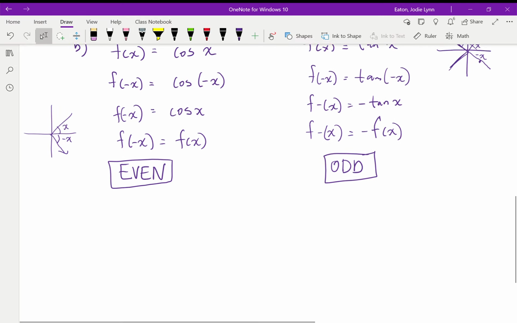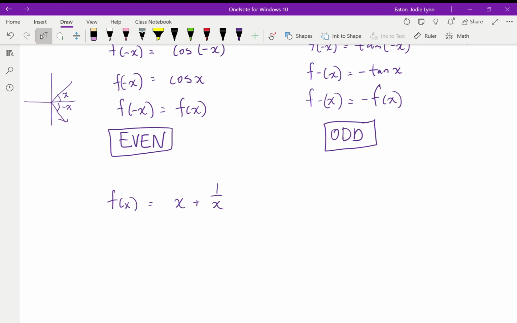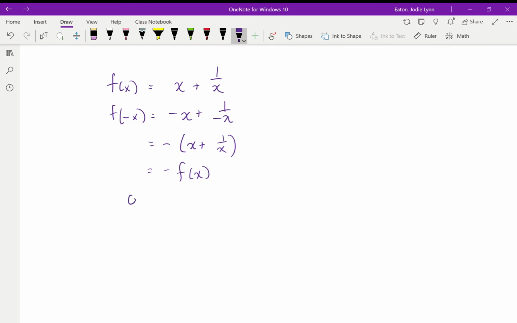So let's see if we have yet one more function that's a little bit stranger. So f of x equals x plus 1 over x. Okay, so f of negative x equals negative x plus 1 over negative x. So this is equal to negative x plus 1 over x, which is equal to negative, sorry, this should say f of negative x is negative f of x. So this function here, because f of negative x is negative f of x, is odd.